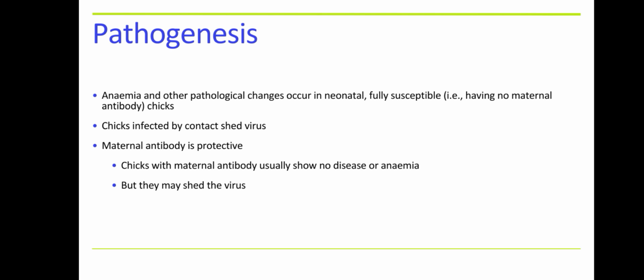Its pathogenesis: anemia and other pathological changes occur in neonatal, fully susceptible chicks. Chickens are infected by contact with shed virus, and maternal antibodies are protective. Chicks with maternal antibodies usually show no disease or anemia, but they may shed the virus.